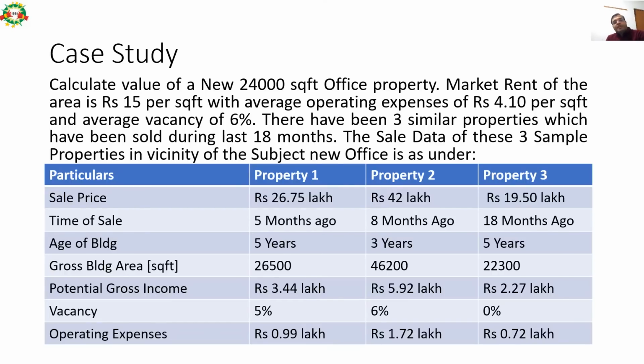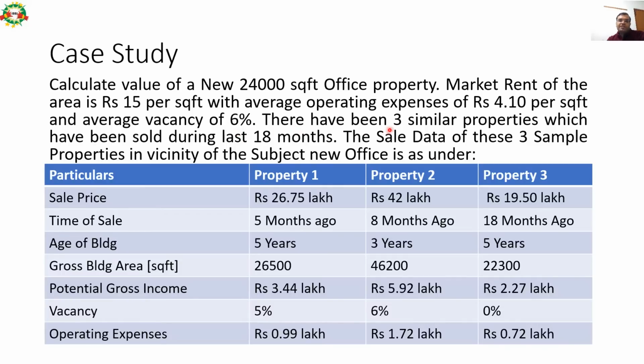So this is a case study. Calculate value of a new 2400 square feet office property. Market rent of the area is rupees 15 per square feet, with average operating expenses of rupees 4.1 per square feet and average vacancy of 6%. So this all data is pertaining to the subject property.